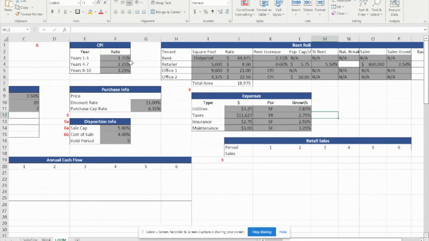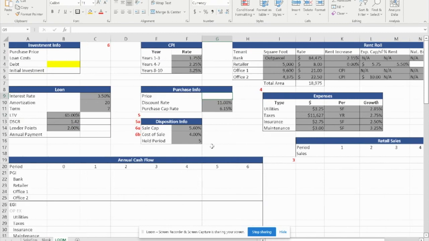The consumer price index increase rates are also given to you for years 1 through 10, but we're only holding the property for 5 years. So for years 8 and 10, this may not be necessary. Nonetheless, it's given to you. You are given the discount rate and the purchase cap rate as well, but not the price information. So you have to calculate that using the cap rate formula.